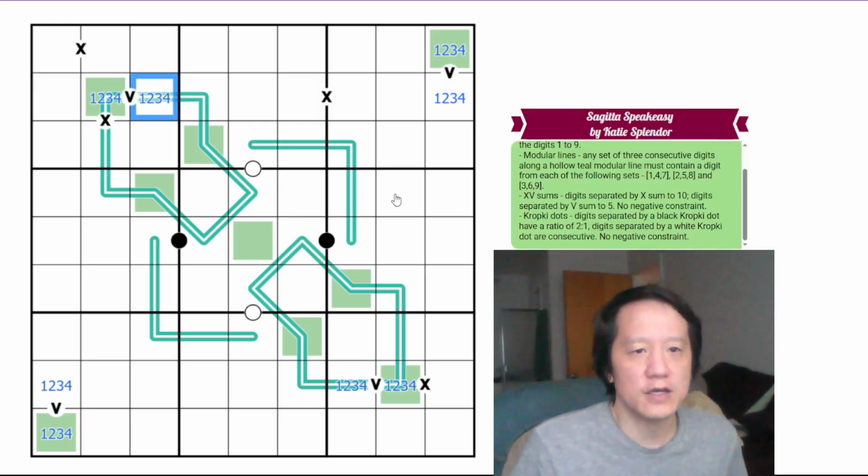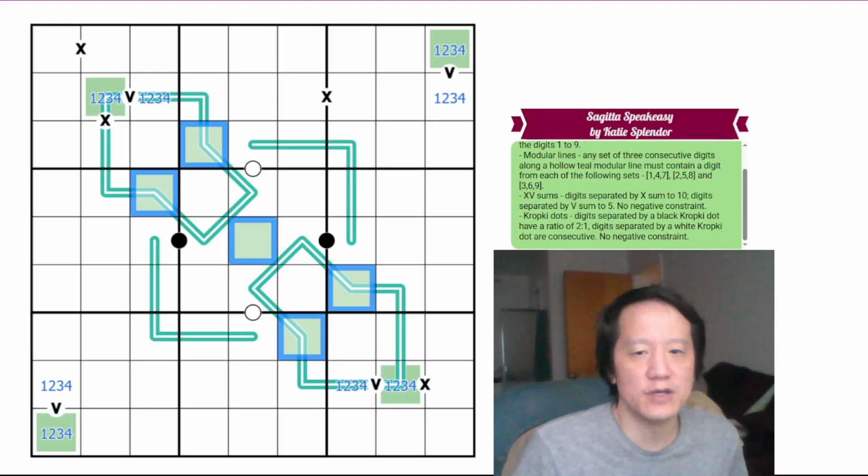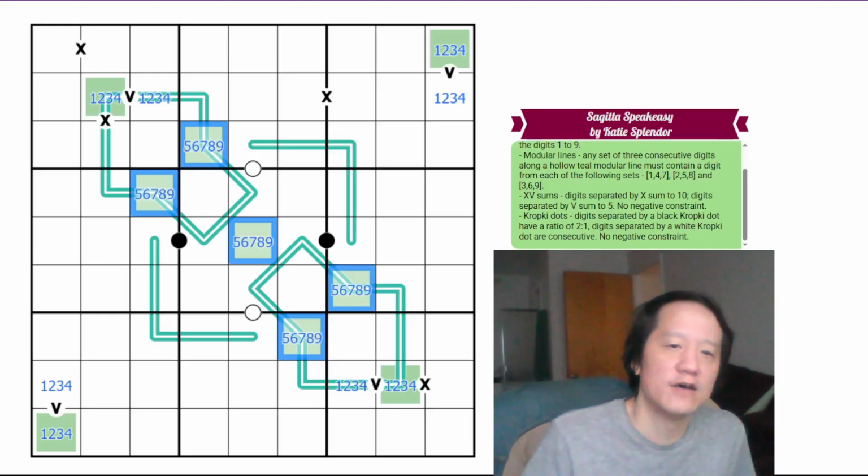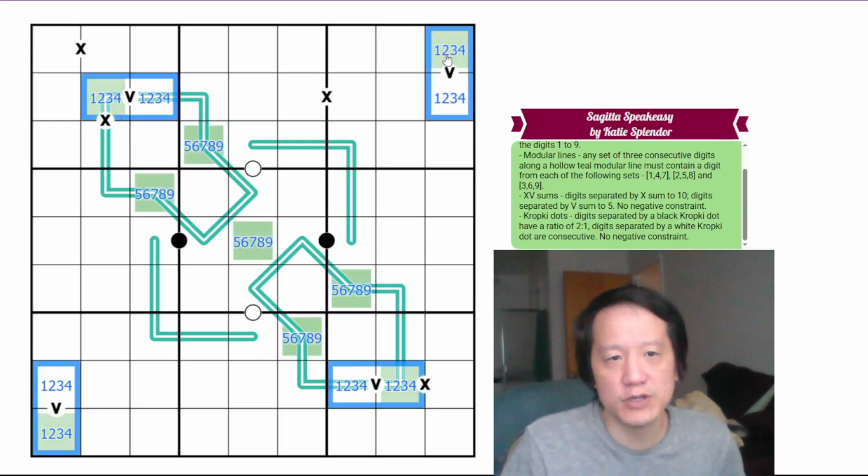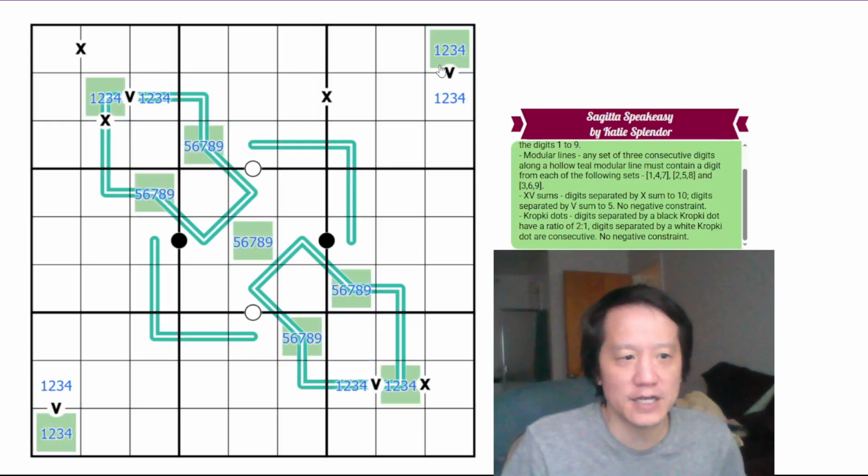Now the other remaining green cells, or green squares, must be 5 through 9, because we have 4 cells in the green squares which must contain different digits, and they are all containing digits from 1 through 4. So these must be 5 through 9.